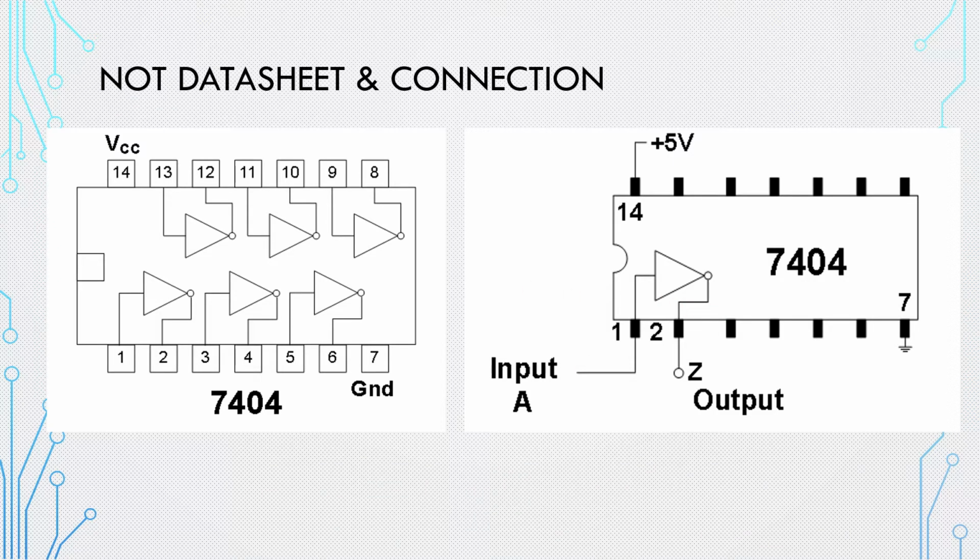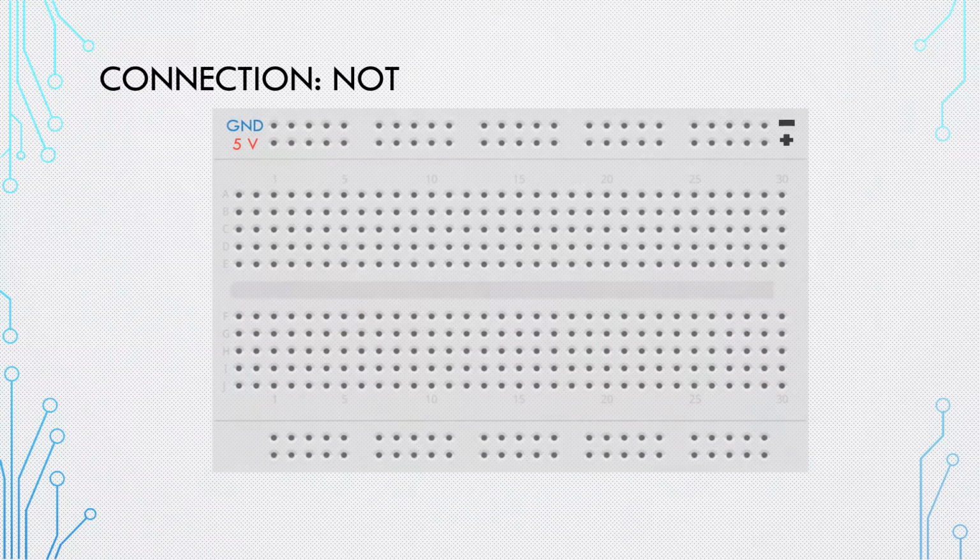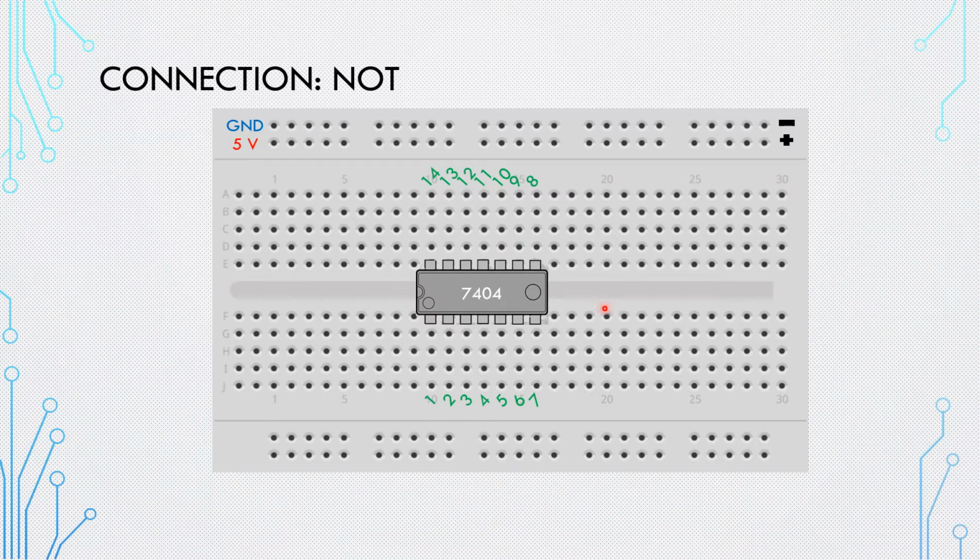So let's do this in practice, and to understand how to connect it, connect the IC in the lab. So in the lab you have this breadboard. You're going to bring the IC, and of course you need to know the number for the IC, because each IC has some number, and the number indicates what type of IC it is built for. So if you see 7404, it means that this is a NOT logic gate.